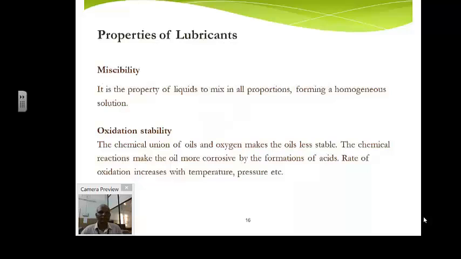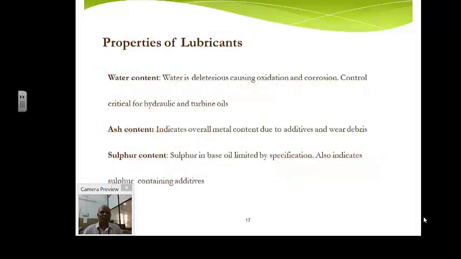Miscibility is the ability of the lubricant to mix in all proportions, forming a homogeneous solution, and it should have sufficient oxidation stability as well. The water content should be low, and water actually forms as a result of the chemical reactions happening on the surface, especially in the case of engines. This water content has to be monitored. Similarly, the ash content as well as the sulfur content will cause deterioration of the lubricant over a period of time.